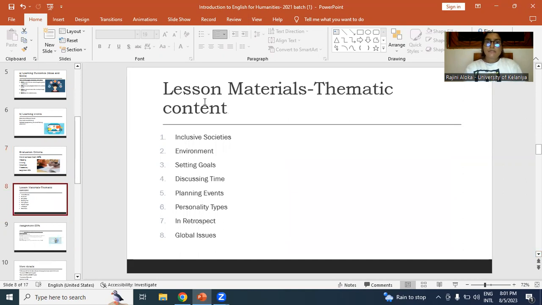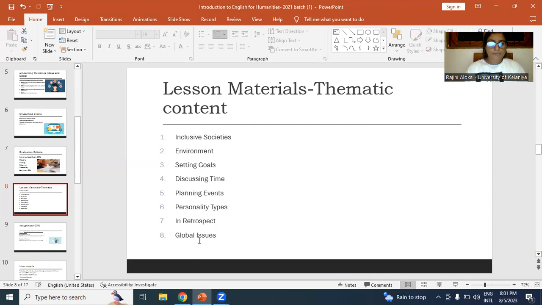So lesson material, as I told you, there are 13 lessons, but there are only 8 topics. Some parts come as part 1 and part 2. Okay, so these are the themes we have: inclusive society, environment, setting goals, discussing time, planning events, personality types, in retrospect, and global issues. Okay, these are the names of the lessons. For example, inclusive society comes as part 1 and part 2.